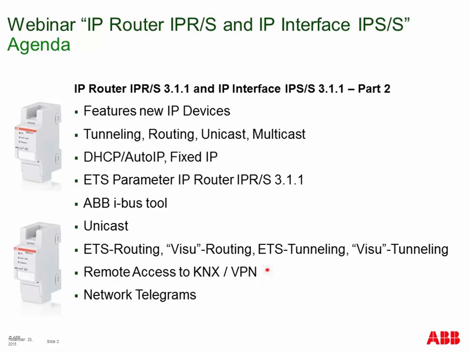And remote access to KNX is always a topic. VPN, virtual private network, is a kind of keyword we would like to explain a bit. And last but not least, we talk about how to visualize network telegrams, what you can read out of these telegrams. When is it interesting or necessary to check this on the network side?